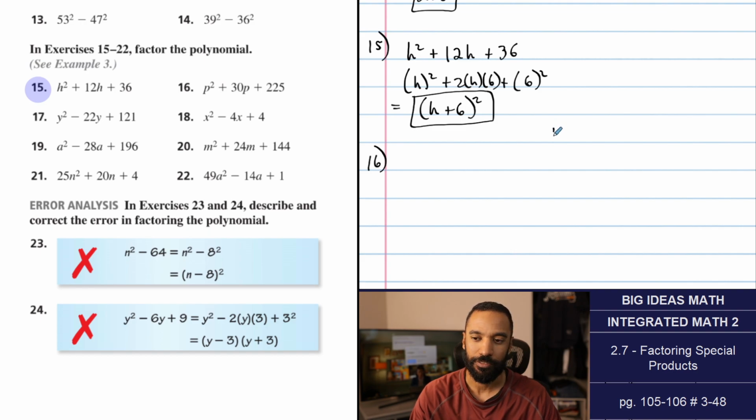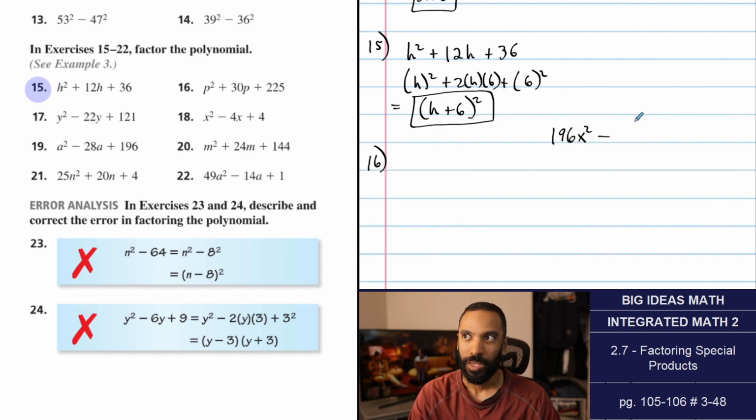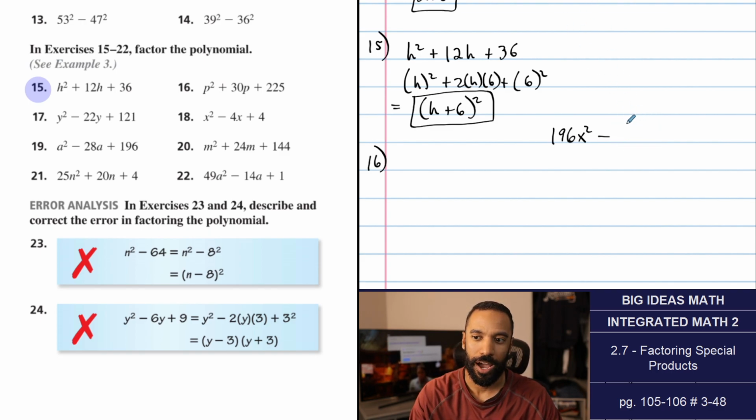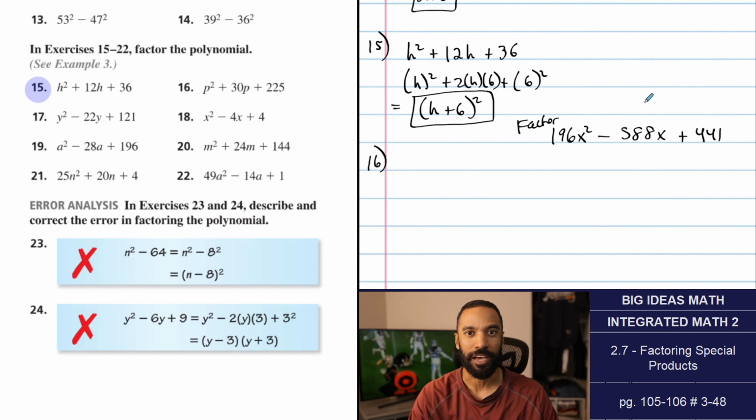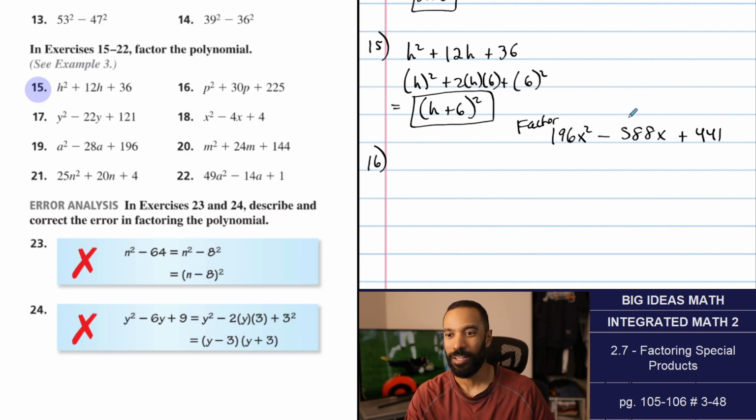Hey, factor this, guys. Factor 196x squared minus, geez, I can't come up with it in my head. 294. Minus 400, how did I do this in my head? Minus 588x, if I did that right, plus 441. Hey, factor that. Good luck. Oh, and by the way, there's no GCF. You know what I mean?